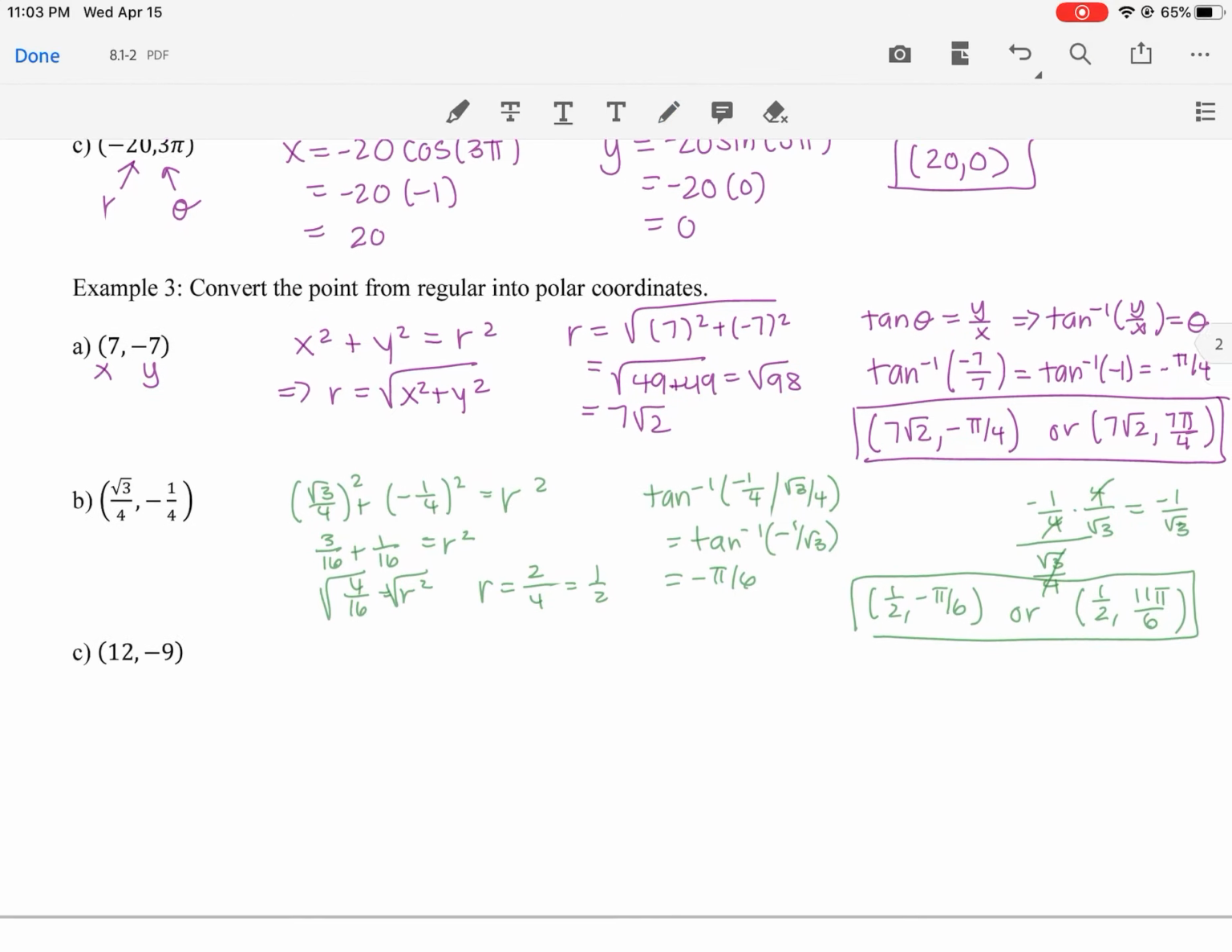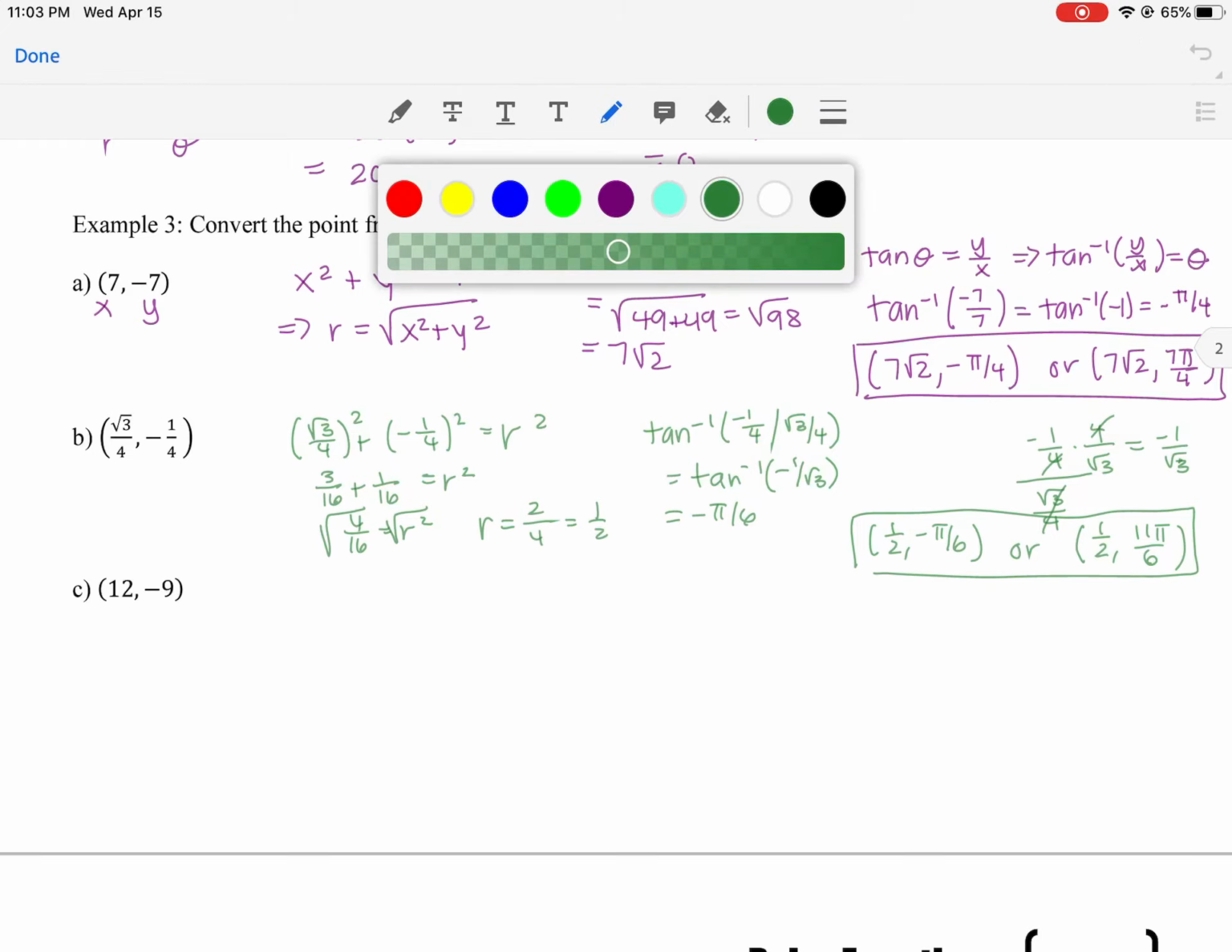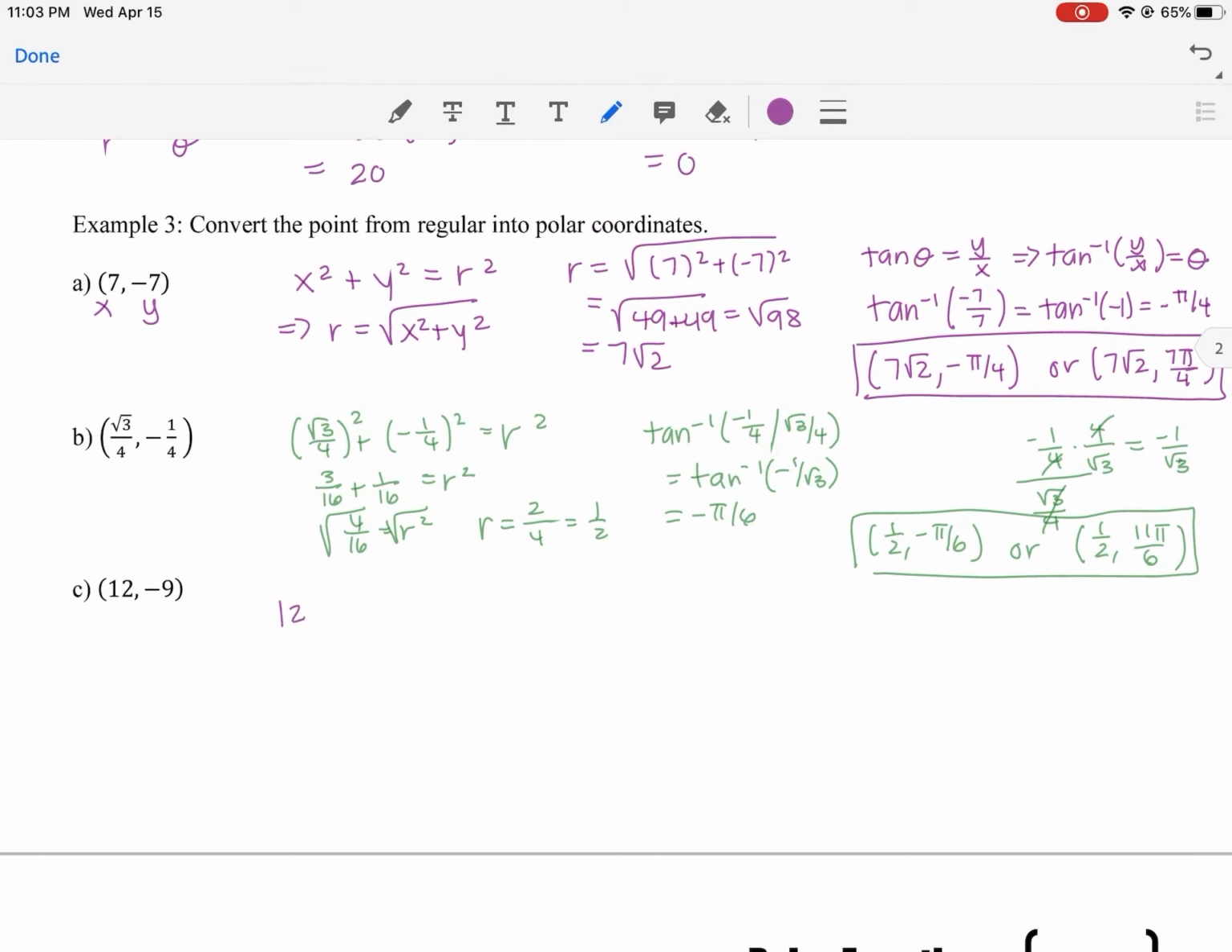Okay, looking at the next one, once again, let's find r. So we're going to do our 12 squared plus negative 9 squared equals r squared. So we end up getting 225 equals r squared. Take the square root, and r equals 15. Okay, so now I do my tangent inverse of negative 9 over 12. You may even simplify that, and you're like, well, that's arctangent or tangent inverse of negative 3 over 4.